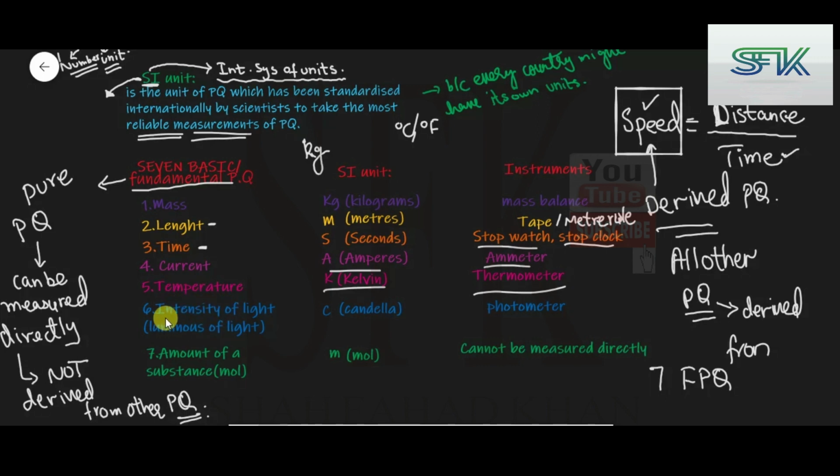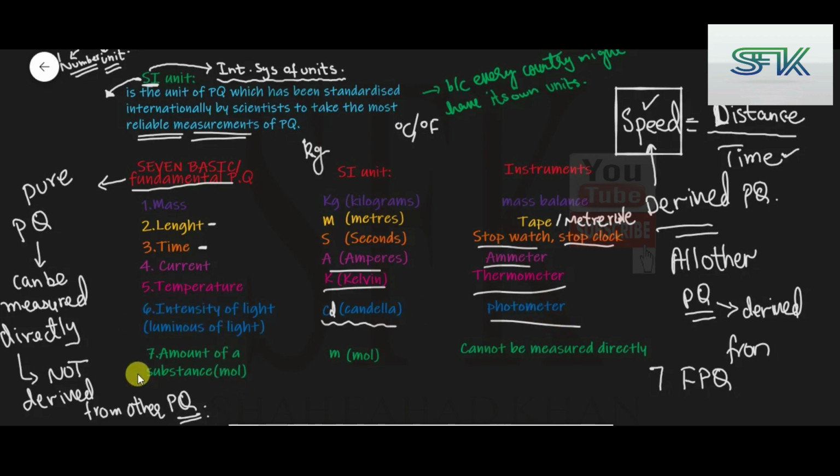Then the sixth physical quantity is the intensity of light. Luminous intensity, basically the brightness of light, is also a physical quantity that can be measured directly. The unit is candela, CD actually. CD is the symbol of the unit. Candela is the SI base unit of intensity of light. A photometer can be used to measure the intensity of light.